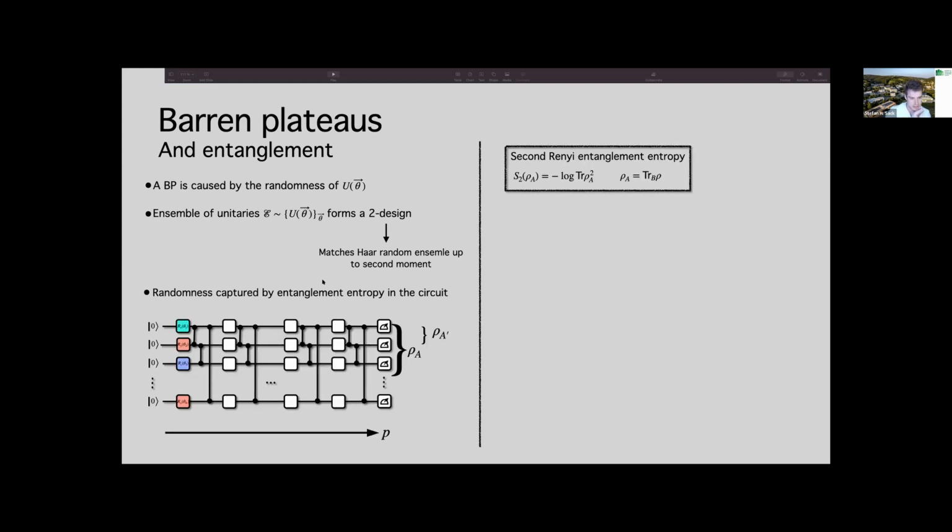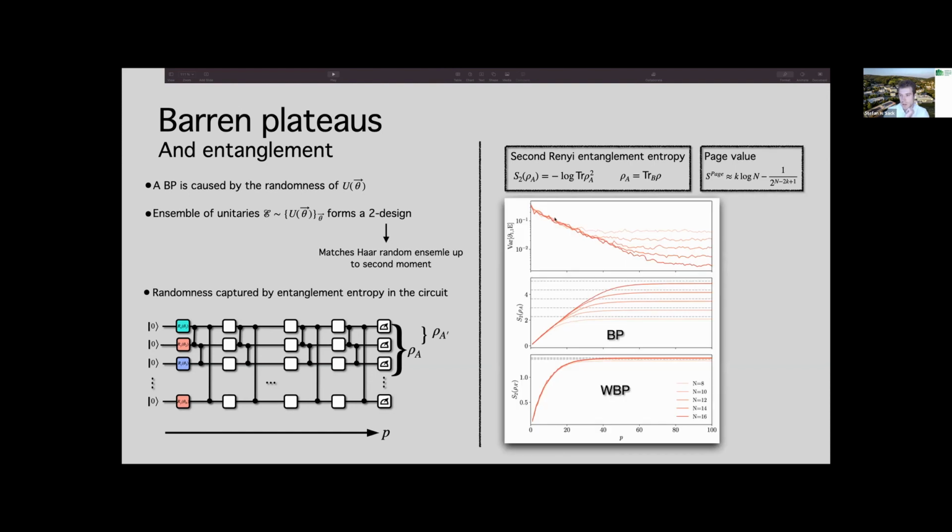So let's take this hardware efficient circuit, and let's consider two subregions, one subregion rho A prime. A prime is a small subregion, a few qubits, and rho A is going to be half of the system. Let's compute the second Rényi entanglement entropy, which is a type of entanglement entropy, and let's see how this changes as you change the circuit depth.